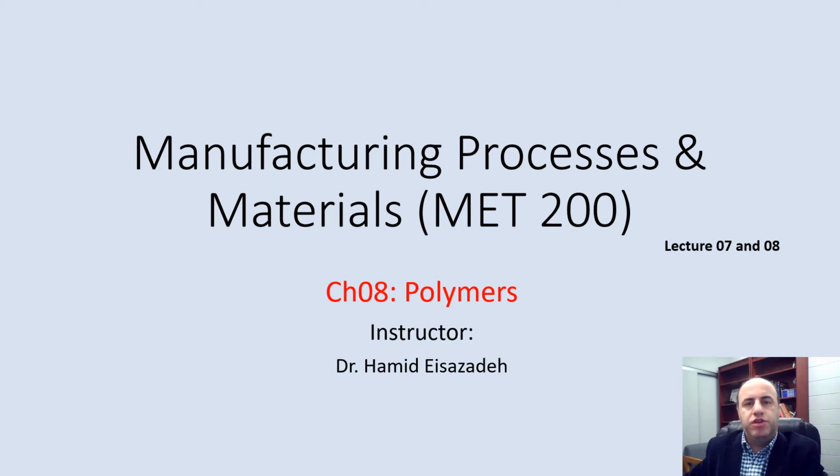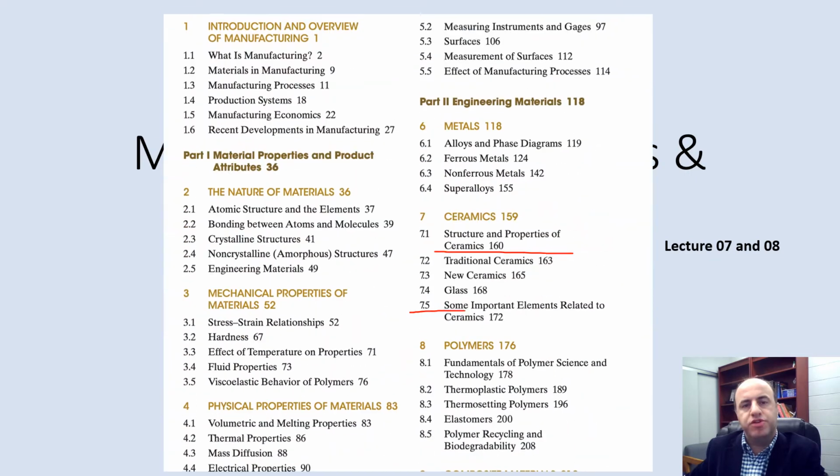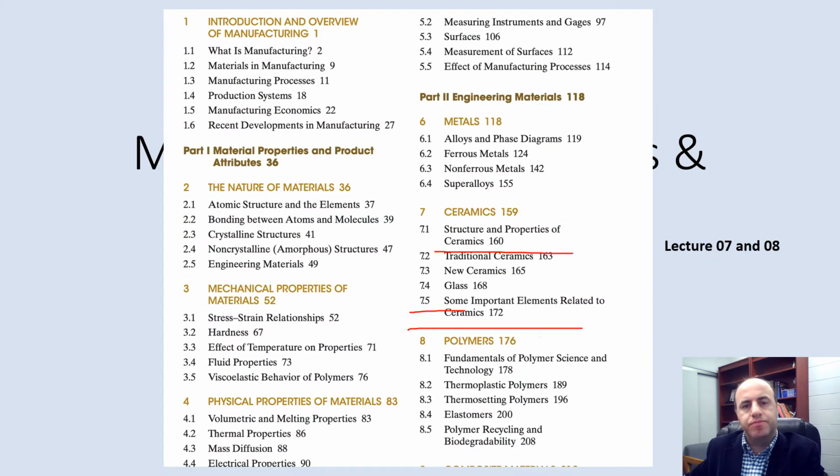Welcome to MET 200 Manufacturing Processes and Material. In this lecture, which is lecture 7, we will be talking about polymers. This information can be found in chapter 8 of the book. We try to address all the topics here as much as possible.